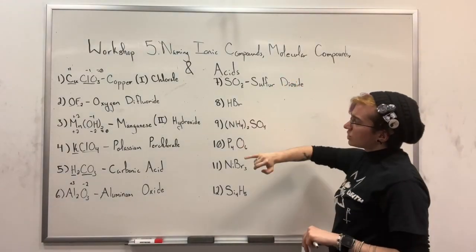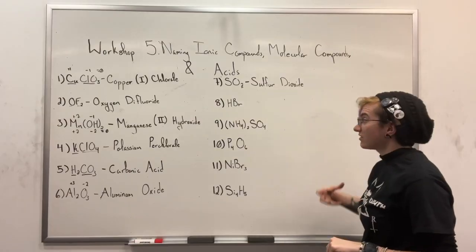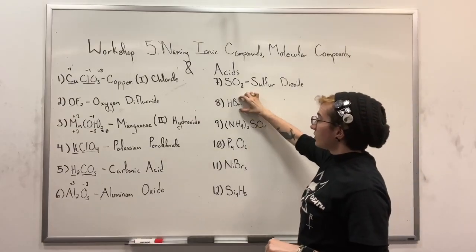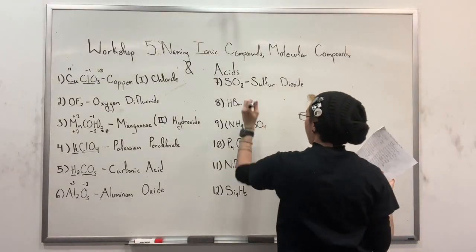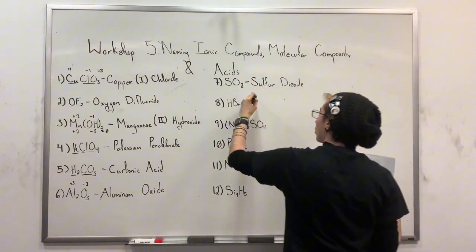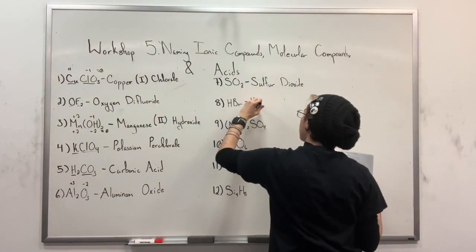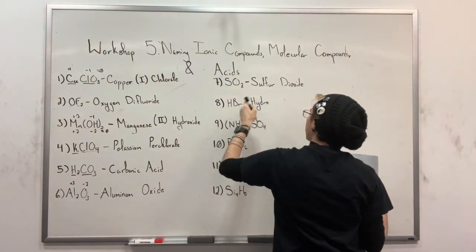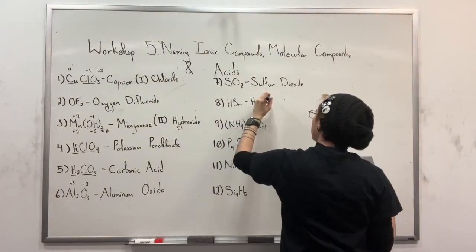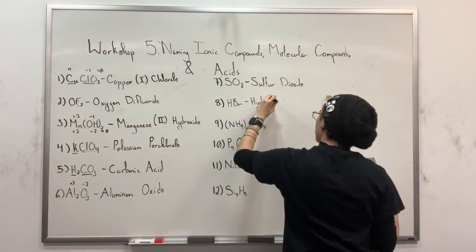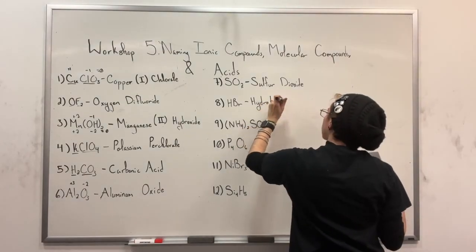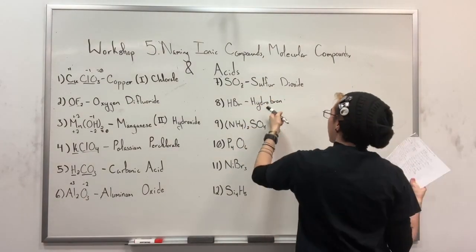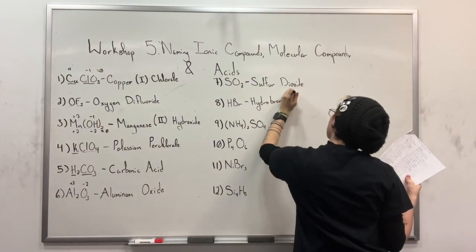HBr, we have a hydrogen and a non-metal, so we're naming an acid. This is an element by itself, it's not a polyatomic ion, and so it is a binary acid. Anytime we have a binary acid, we start our naming with hydro, then we name the element it's attached to, so bromine, so hydro, bro. Since it's an acid, it ends with the ending IC, hydrobromic acid.